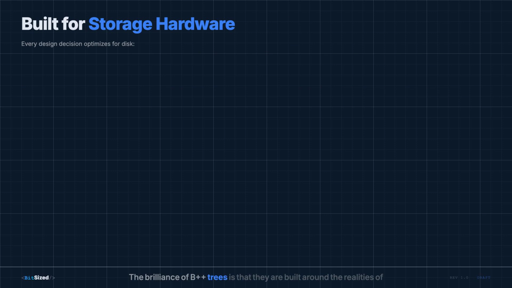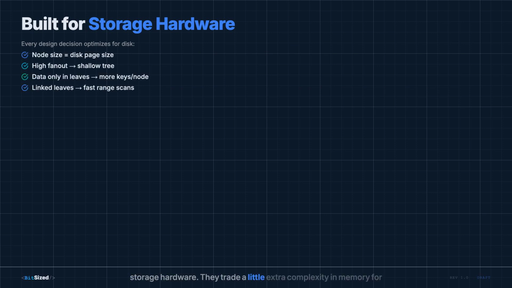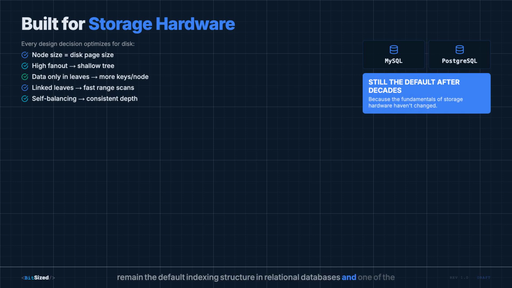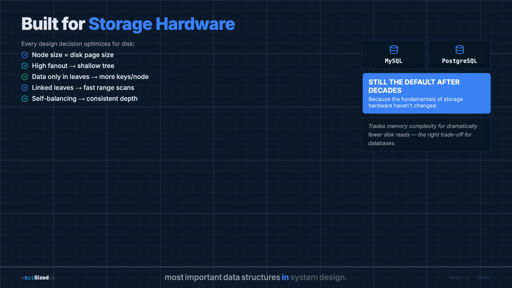The brilliance of B-plus trees is that they are built around the realities of storage hardware. They trade a little extra complexity in memory for dramatically fewer disk reads. That's why decades after their invention, B-trees remain the default indexing structure in relational databases and one of the most important data structures in system design.